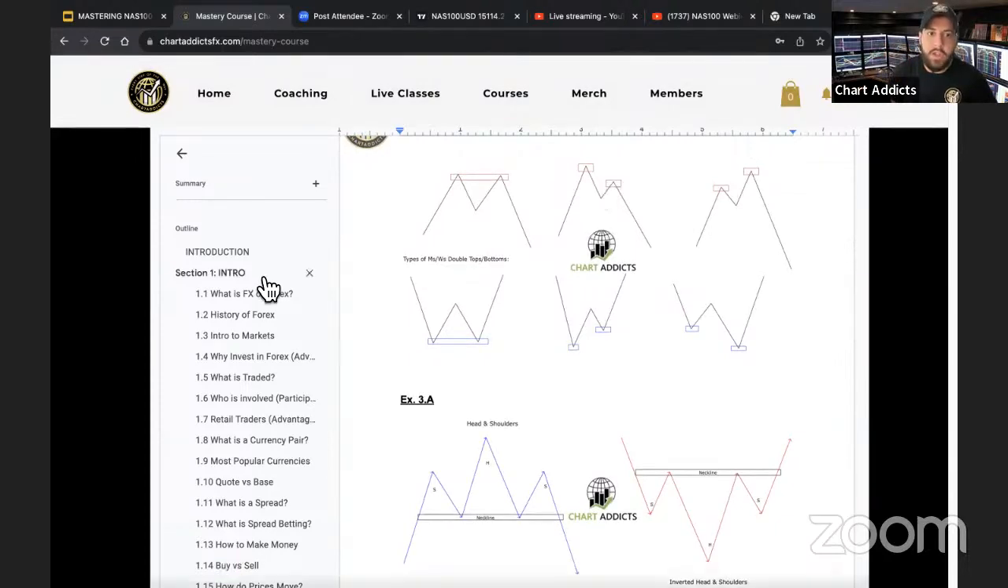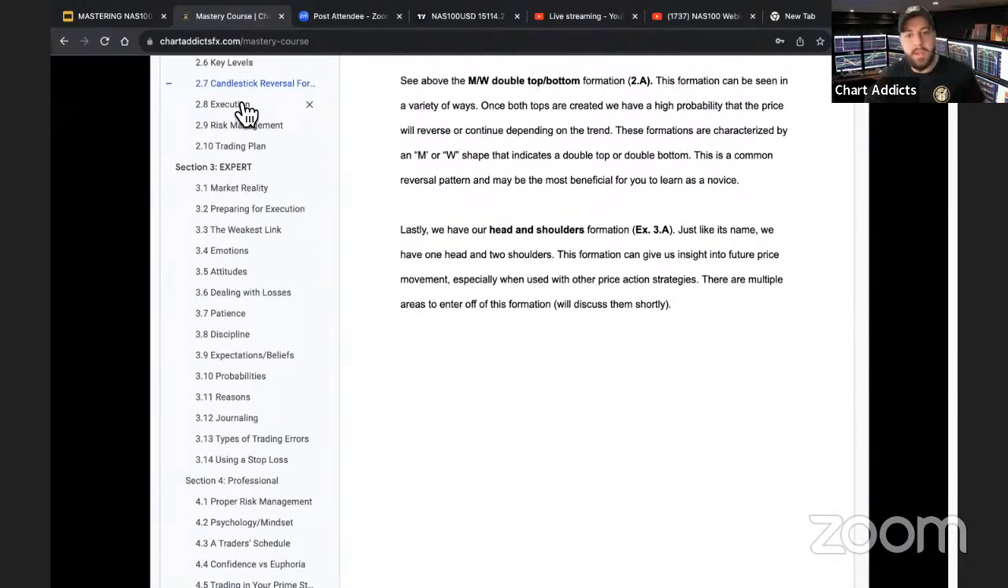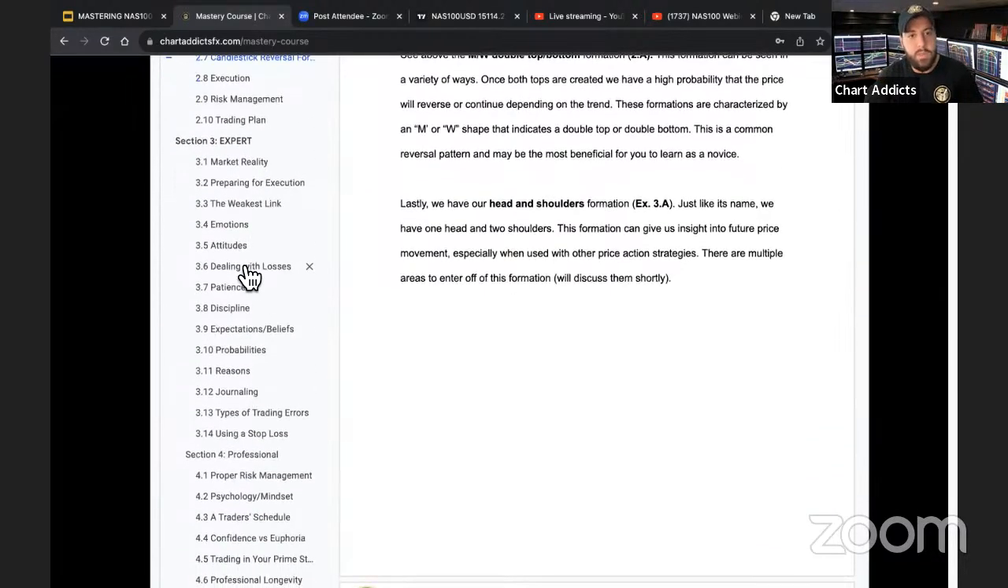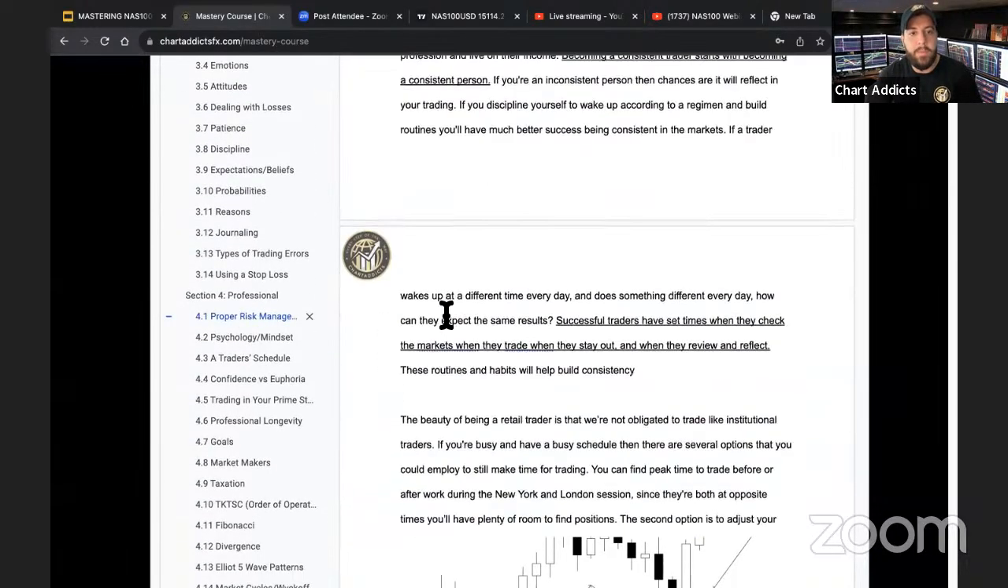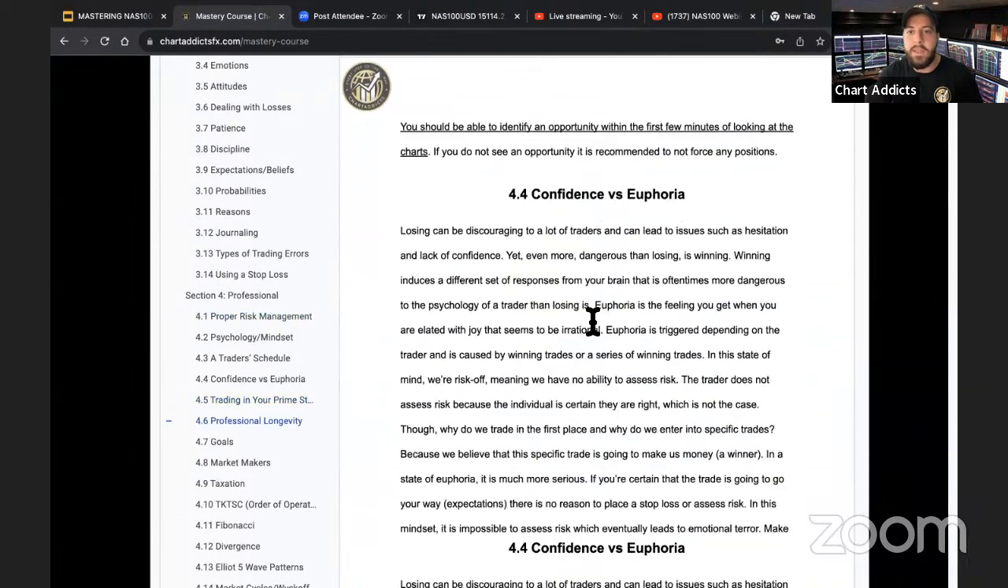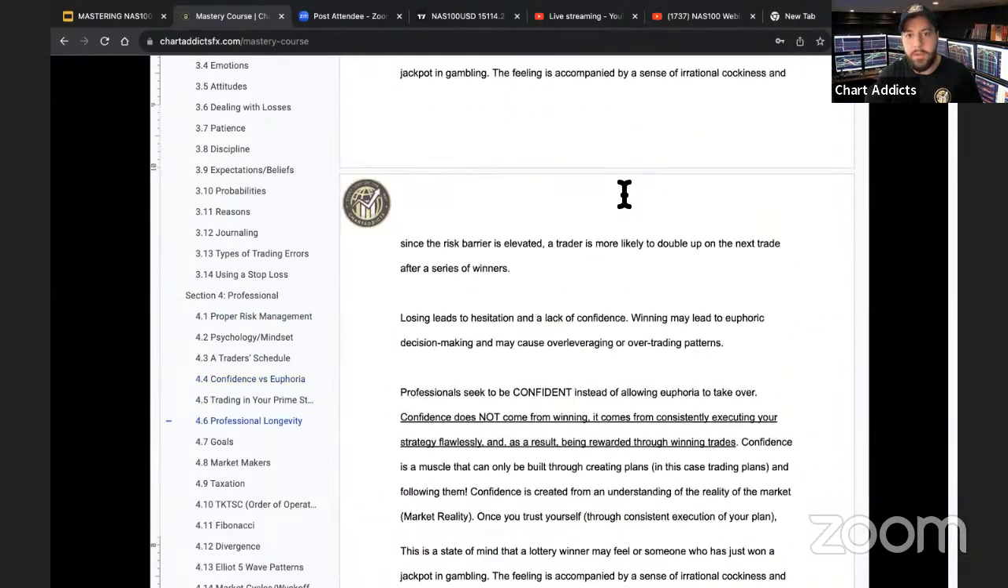This is where it all started, a very in-depth textbook, 3 different sections where we not only went through technicals, but went through fundamentals as well, went through mindset, went through the psychology, and then went through how to develop a trading system. Things like confidence versus euphoria, because you need confidence, but euphoria will kill you, right?